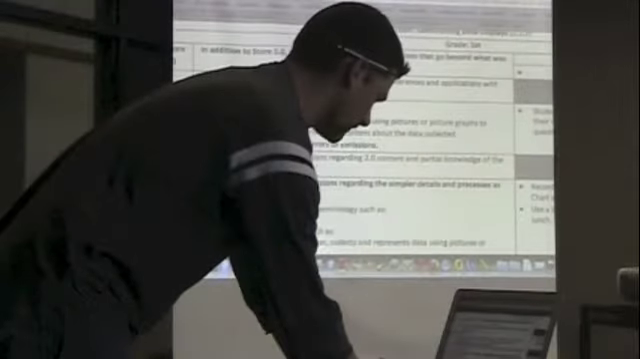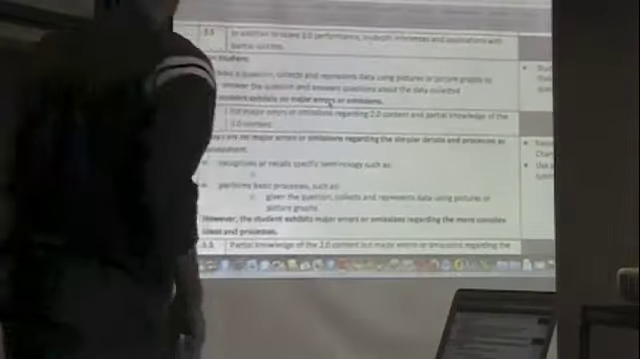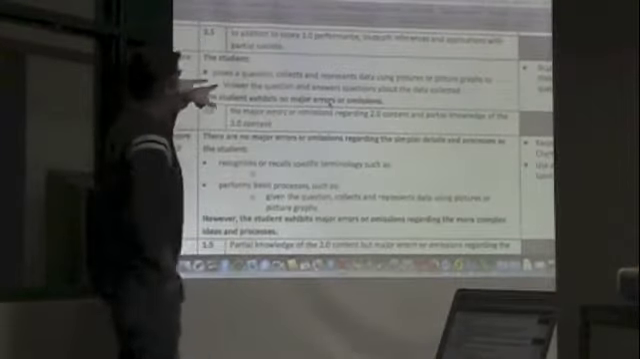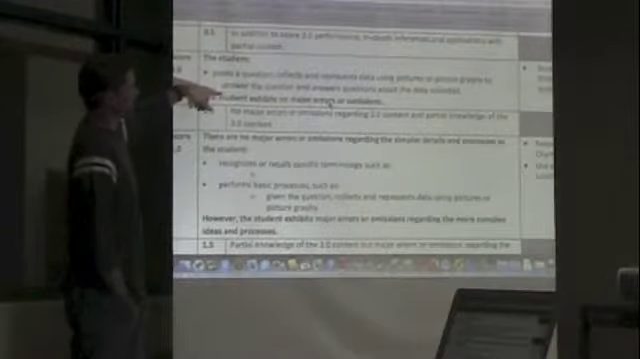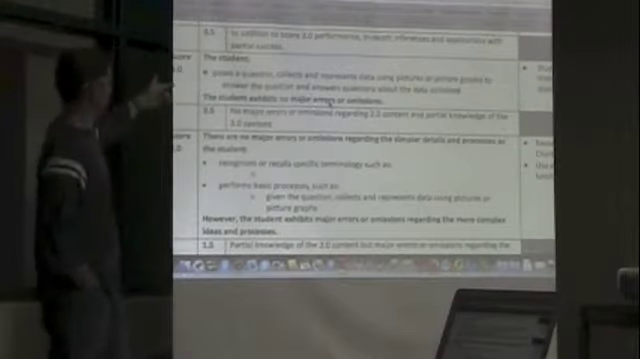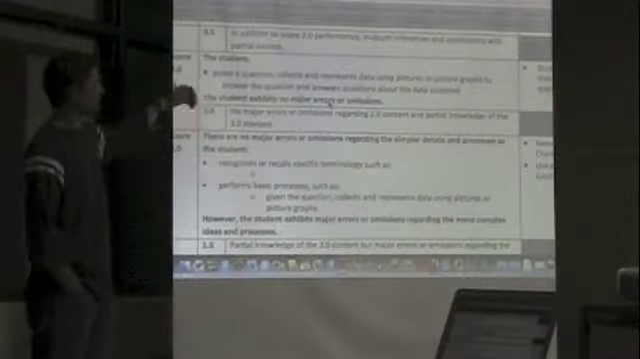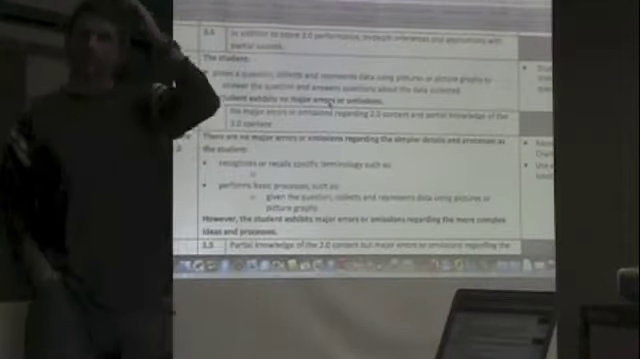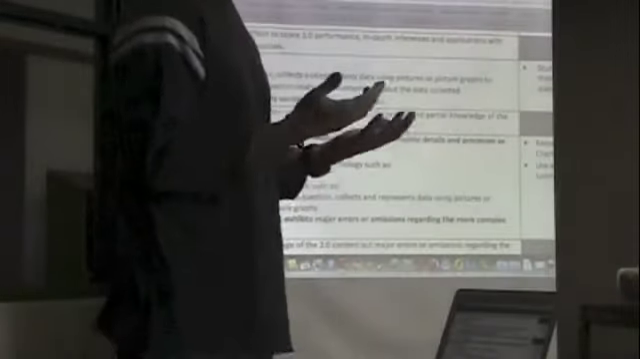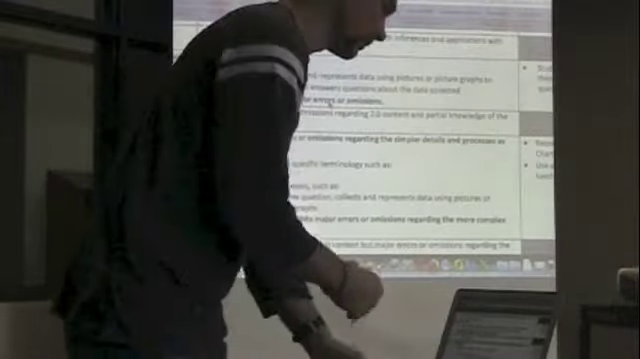So this sample is, they took the standard of collecting and representing data using pictures or picture graphs to answer questions about the data collected. So that was their standard. Right? So that was their level 3. And then the things listed down here, what they thought was necessary, the basic knowledge to get to that. And then your level 4. So anyway, you can probably find samples that you can pull ideas from, especially if you're struggling with a particular power standard and how to break it down. You might look at examples there.